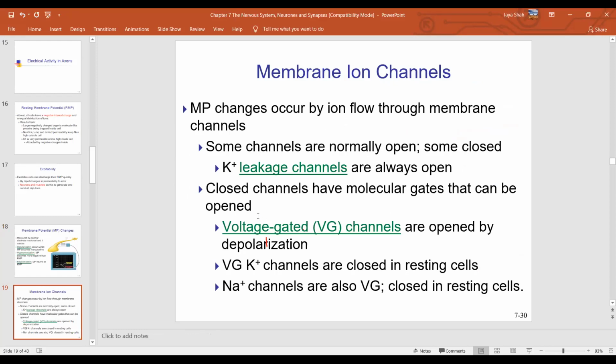So some of the channels have gates on the plasma membrane of the axons, and they open only with a change in voltage. First we give a stimulus, and that change in the voltage opens the gate. That's why we call them voltage gated channels, and why they are opened by depolarization. Voltage gated (VG) channels are closed in resting cells. Sodium channels are also voltage gated and also closed in resting cells.